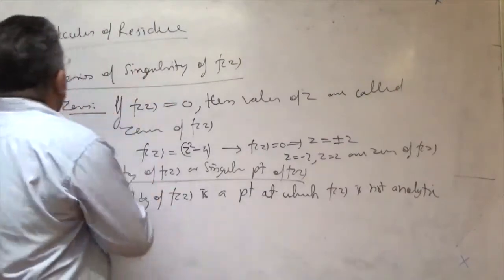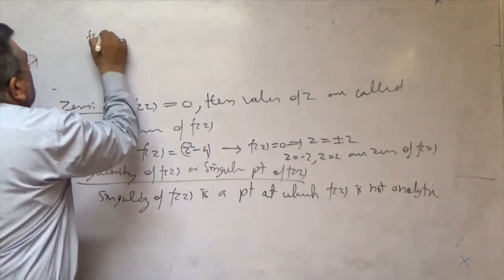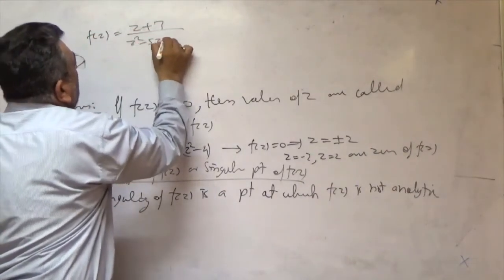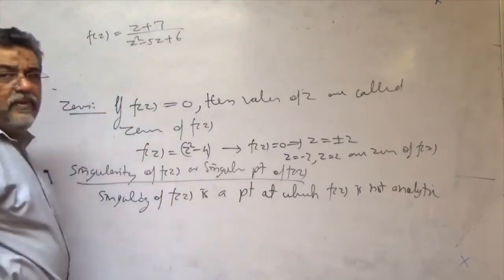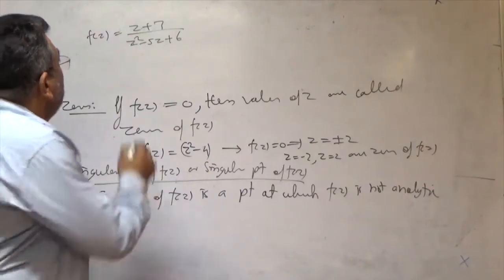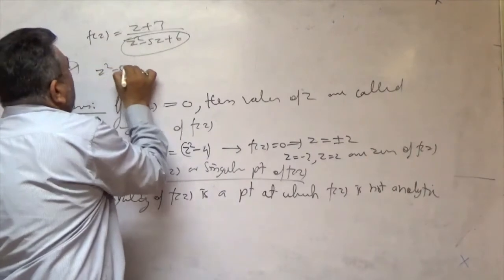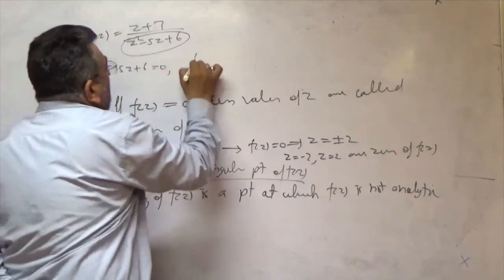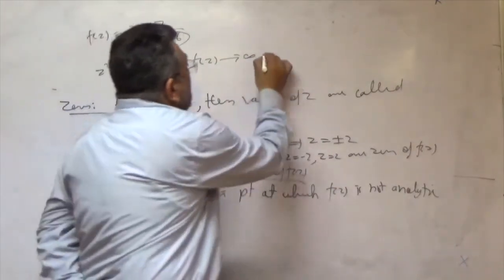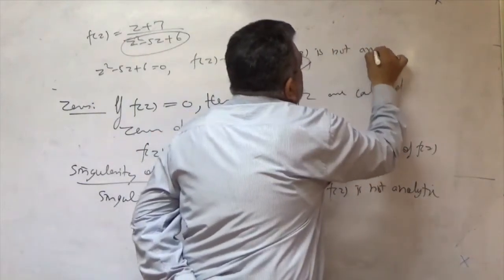For example, suppose we take a function f(z) equal to (z plus 7) upon (z square minus 5z plus 6). This is a function. So we see that if this z square minus 5z plus 6 is 0, at that point f(z) tends to infinity. That means f(z) is not analytic.